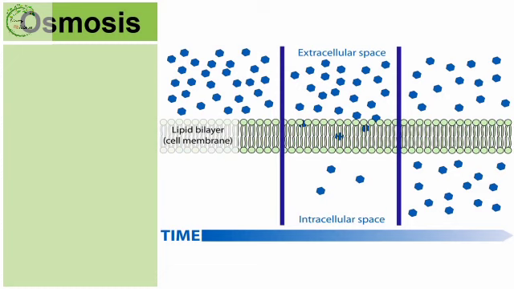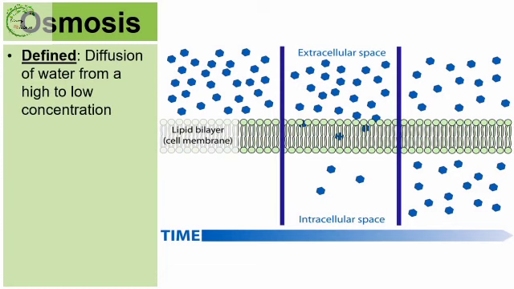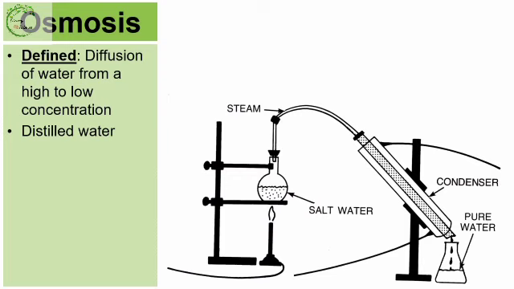Now, if we shift focus and talk about osmosis, osmosis is the diffusion of water, specifically water, from a high to low concentration. And so let's talk about a certain type of water. Maybe you've heard of what's called distilled water. Well, here's a distiller right here. This is how you make distilled water.